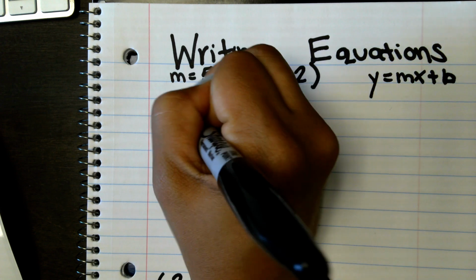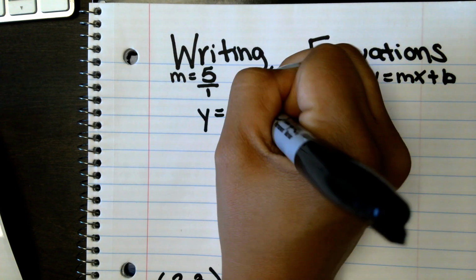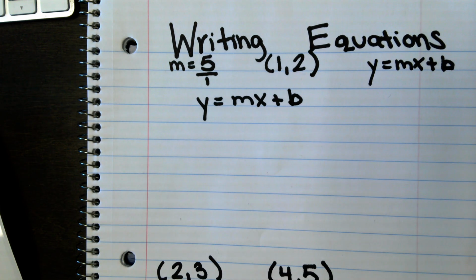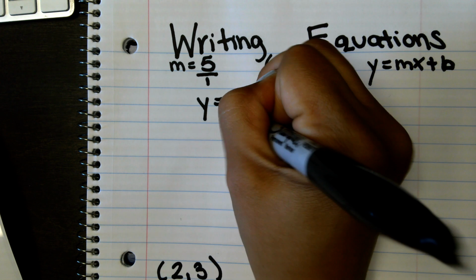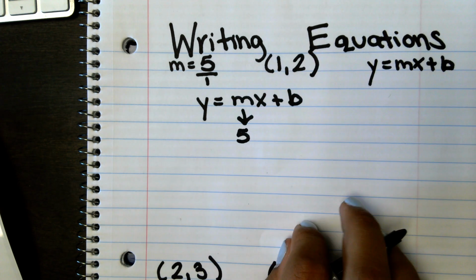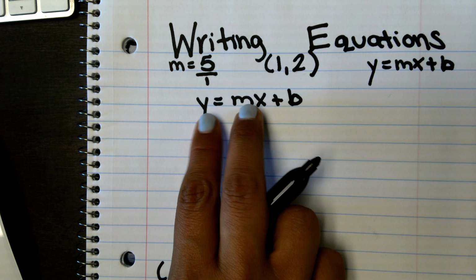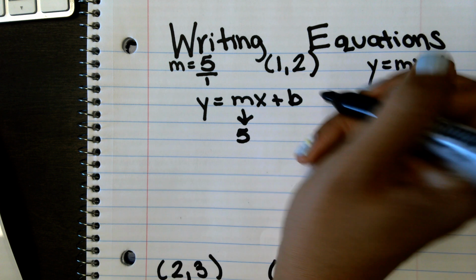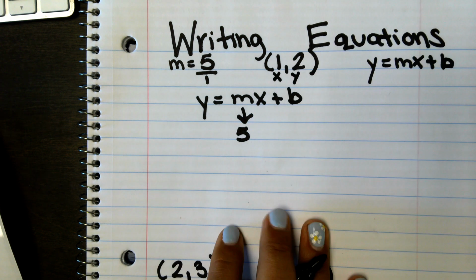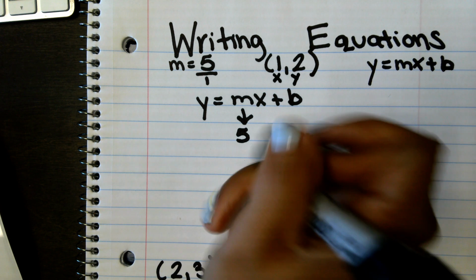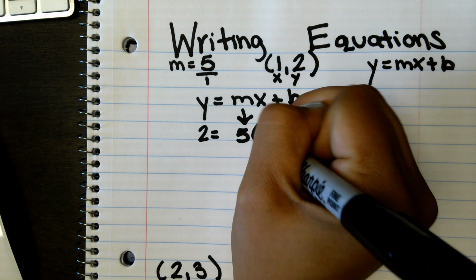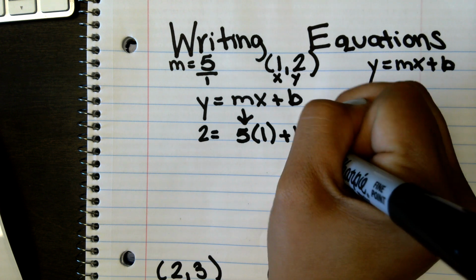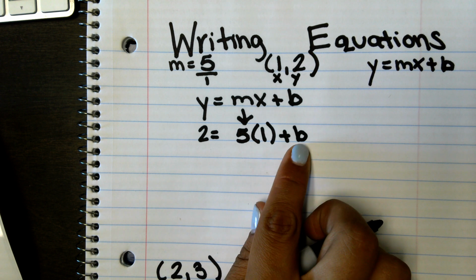First of all, I'm going to rewrite y equals mx plus b, and I'm going to plug in what we already have. Well, I know that we have slope, so the slope is 5. I'm going to plug that in. Now, what about these x and y? Oh, yes, I have x and y. This is a coordinate point. It has an x and a y. So the y is 2. The x is 1. And then we do not have a y-intercept. We have plus b. Can we solve for b?